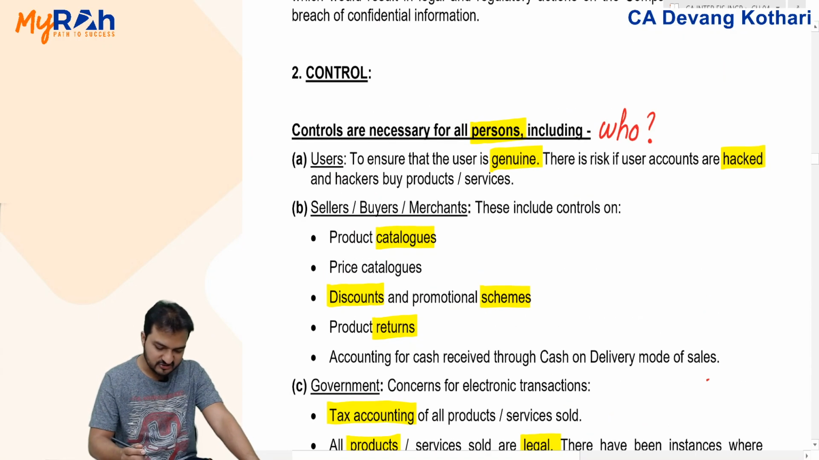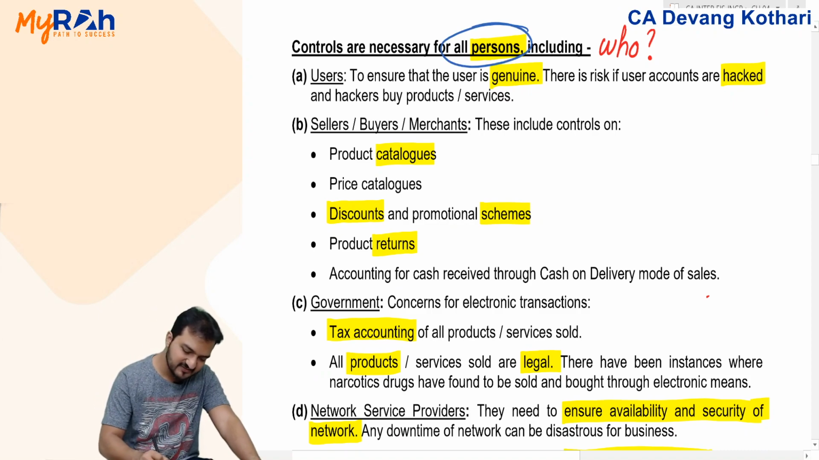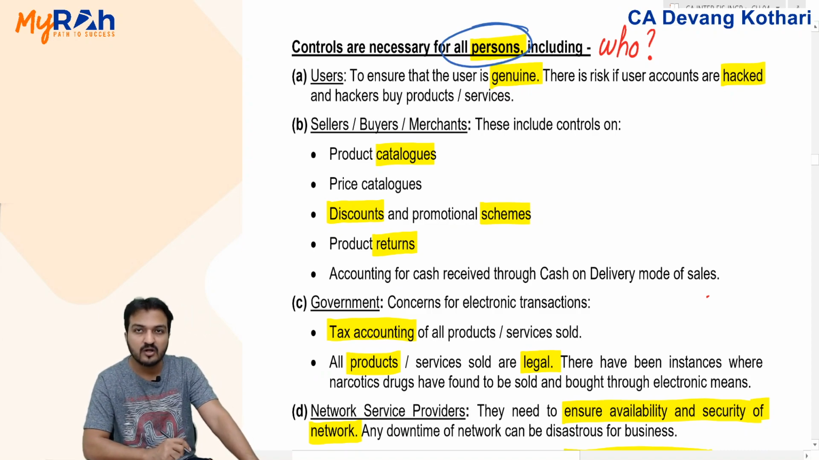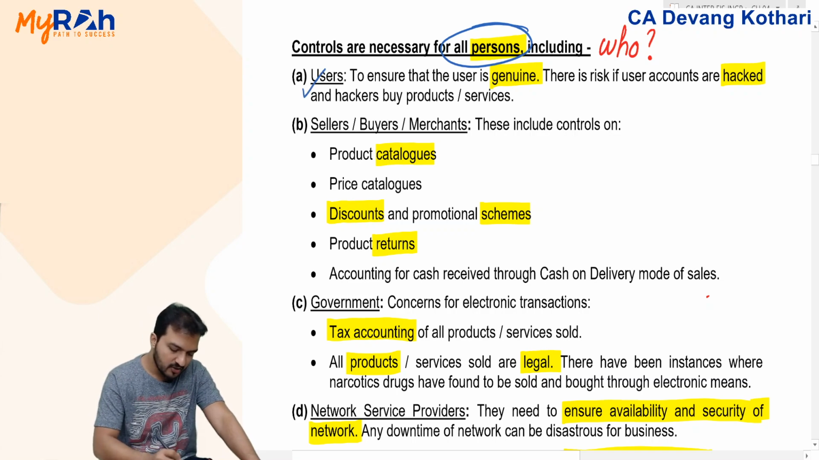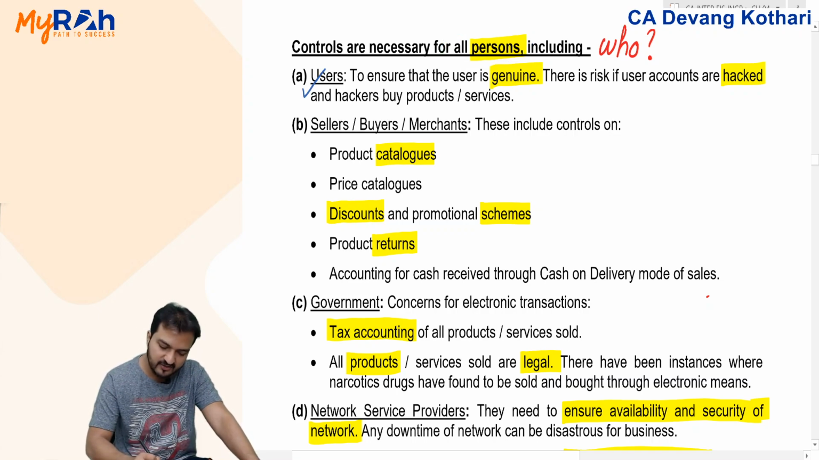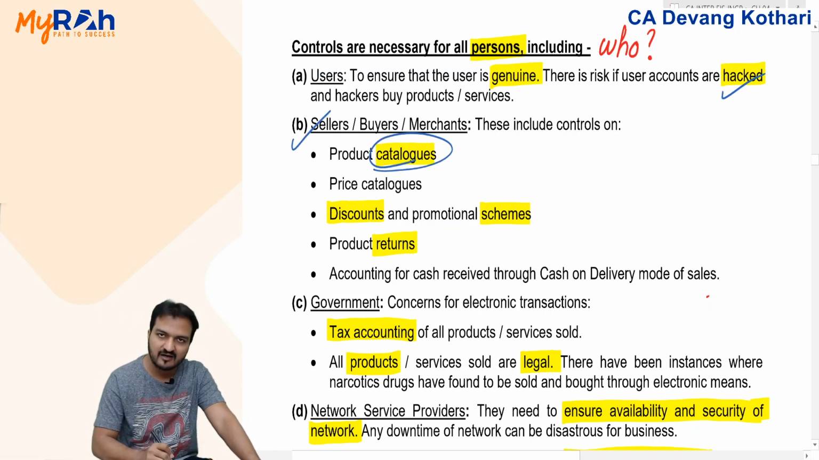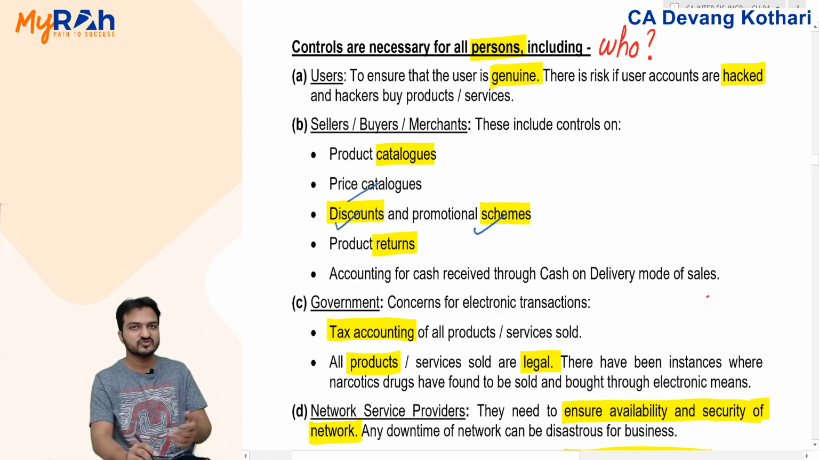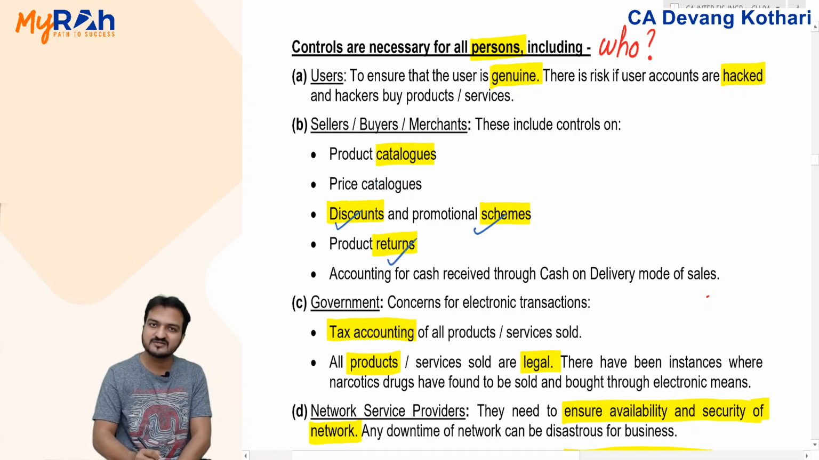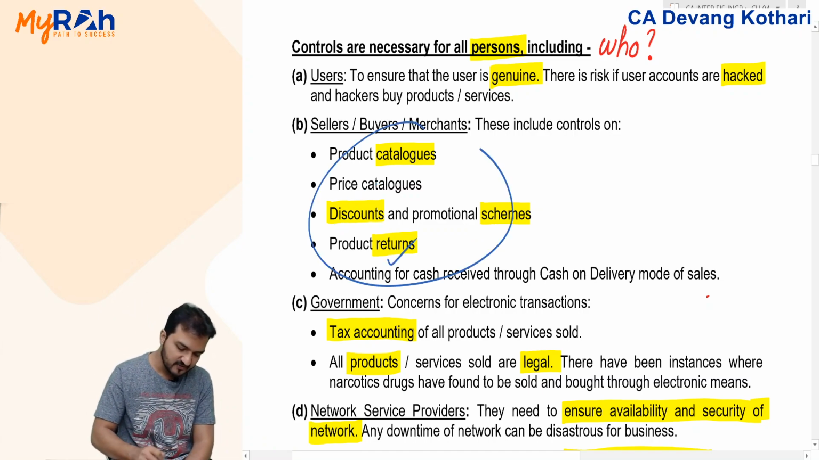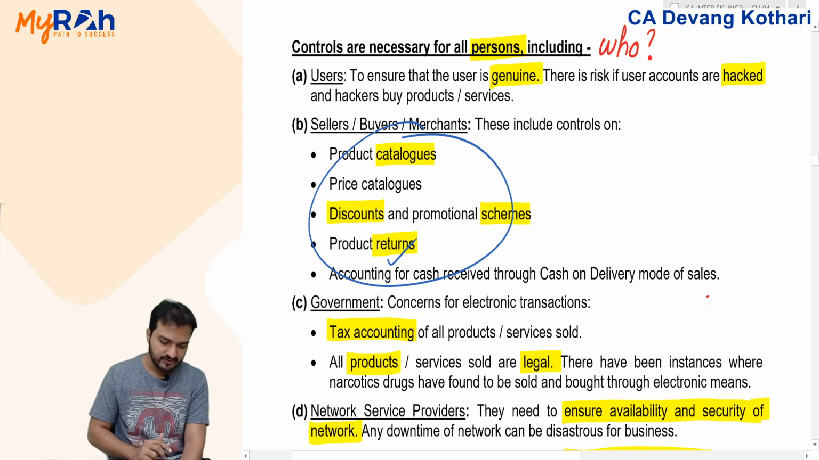Further, control measures. Within controls, first we discuss who needs to implement control. All the persons who need to implement control. Users will implement control. The user needs to ensure that he is genuine and he is not hacked. Sellers, buyers and merchants should ensure that the product catalogs are properly put on the website, price catalogs are properly put, discount schemes are not misused by the buyers, and product returns are properly handled. These are the things that the buyers, sellers and merchants should ensure.